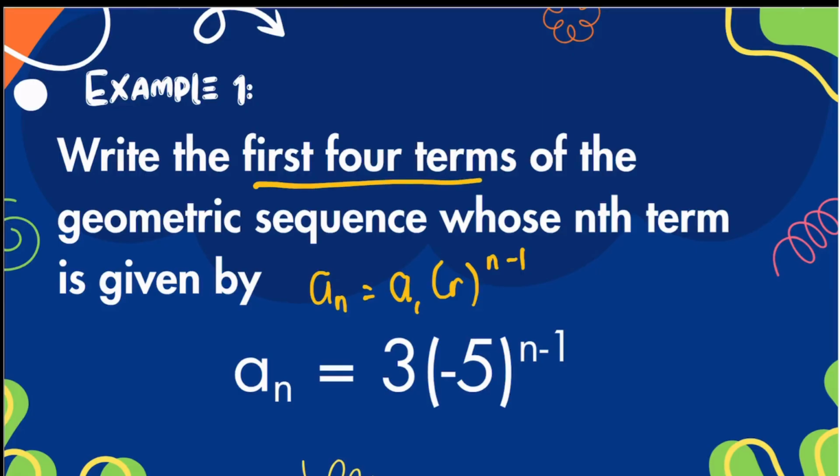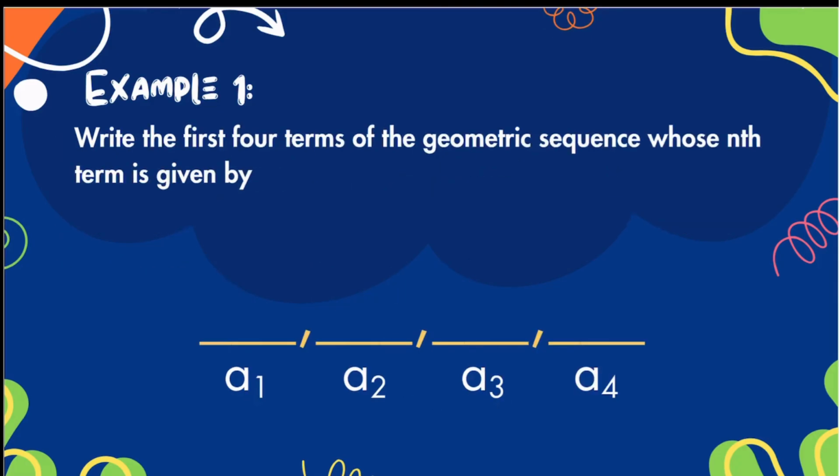Pag sinabi natin first 4 terms, that means the notation for those terms are the following. We have a sub 1, that's the first term. A sub 2, second. Third term is a sub 3, and the last term is a sub 4. Kasi ang pinapahanap ay first 4 terms ng isang geometric sequence. Okay? So, ang given natin, ito yung binigay na formula. Kumbaga, substitute na to. Okay? So, let's solve. So, tuturuan ko kayo ng two-way or dalawang method para makuha natin yung first 4 terms na to.